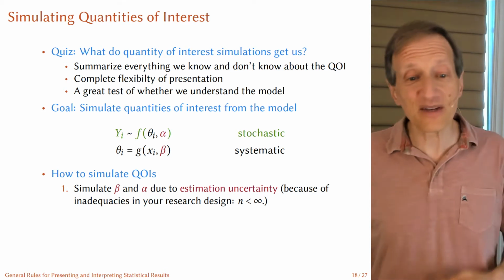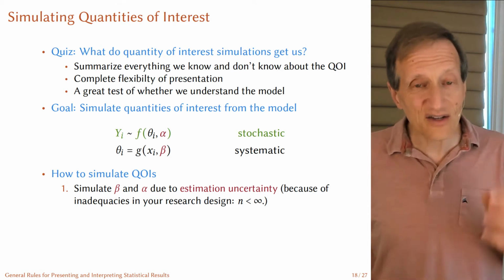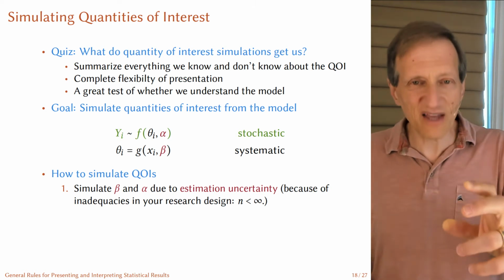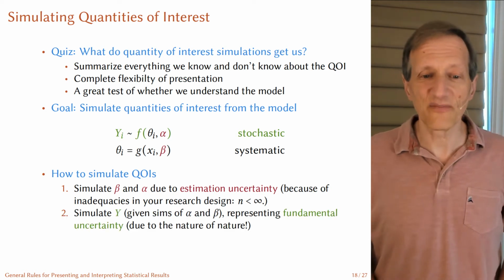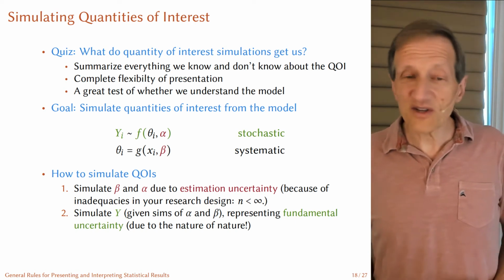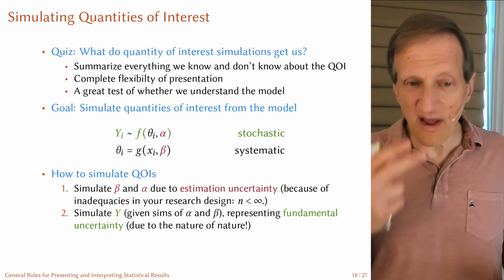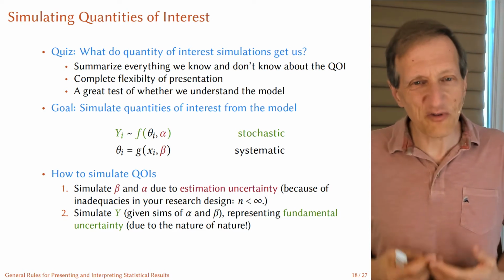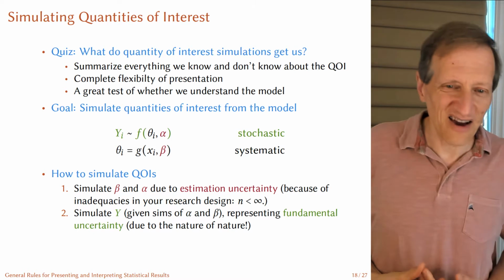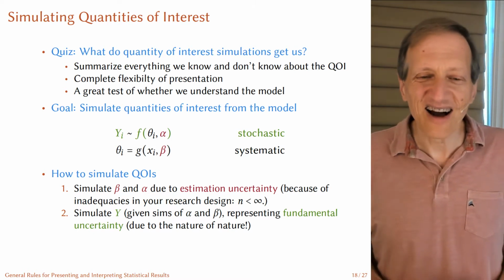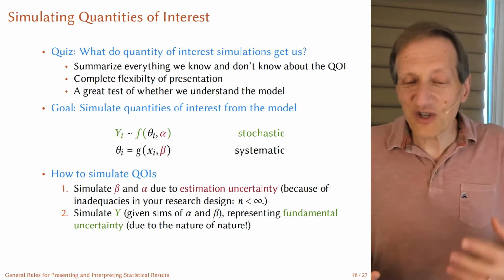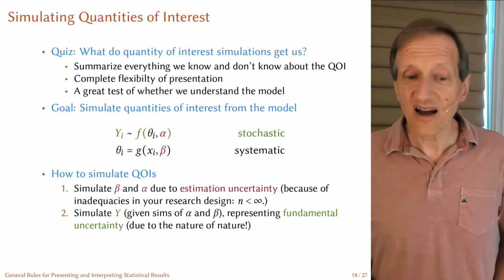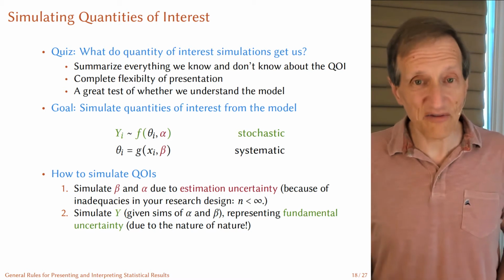So the first step in simulating quantities of interest is to simulate alpha and beta, and to have those simulations reflect all of our uncertainty. Then we're going to just simulate y, because we sort of know everything we know at that point, right? Once we've simulated alpha and beta to reflect our uncertainties, and given the data, we know everything else, and so we just need to draw from the model. So then we simulate y, given the simulations of alpha and beta.